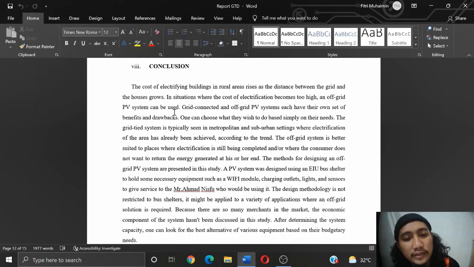The grid-tied system is typically seen in metropolitan and suburban settings where electrification of the area has already been achieved. According to the trend, off-grid is better suited to places where electrification is still being completed, or where the consumer does not want to return the energy generated at his or her end. Because there are so many merchants in the market, the economic component of the system has not been discussed in this study. After defining the system capacity, one can look for the best alternative of various equipment based on their budgetary needs.